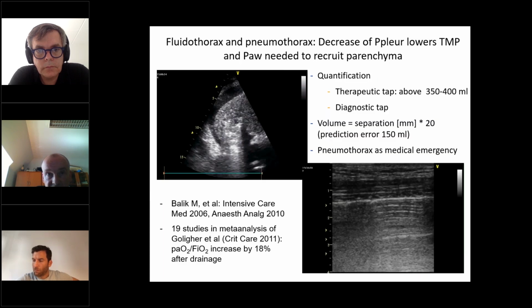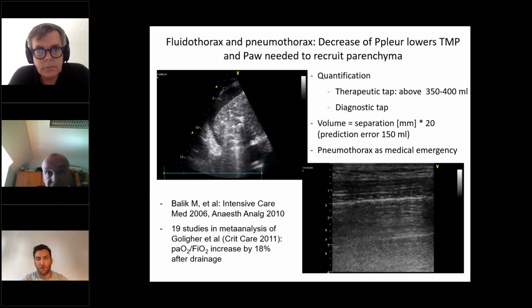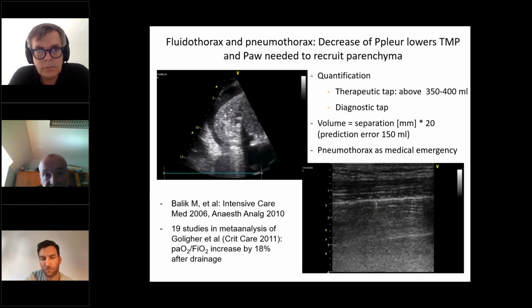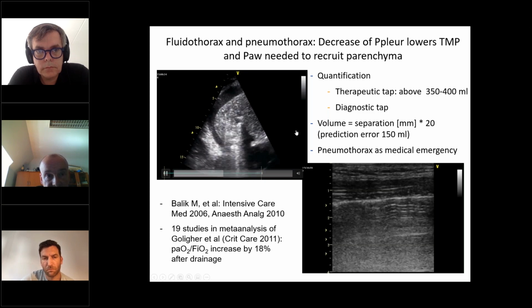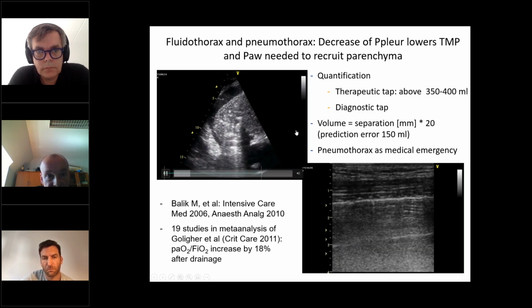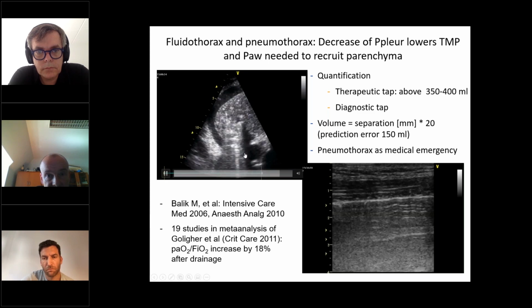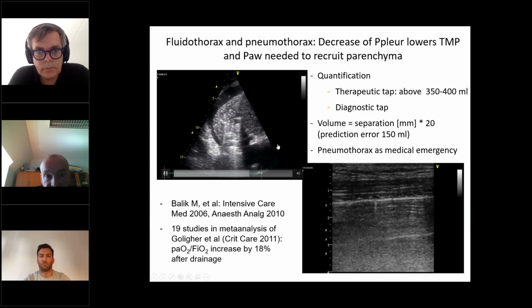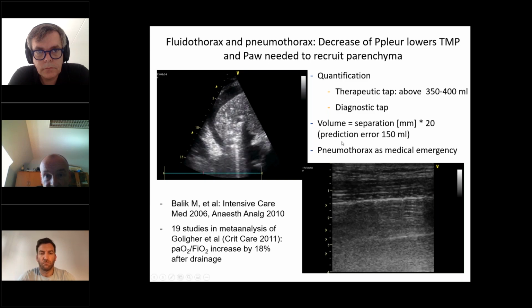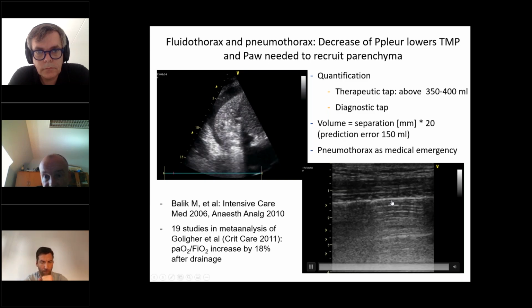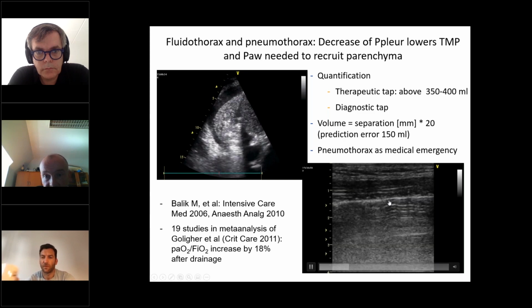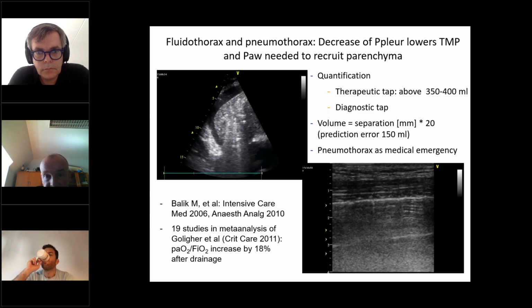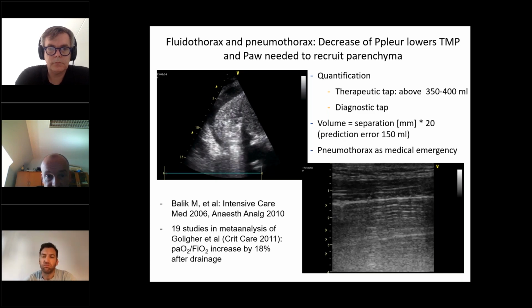Fluidothorax and pneumothorax are, I think, these days a routine in intensive care. You can quantify the amount of pleural fluid by separation in the transverse plane, like here on ECMO with the consolidated lung. You can exclude a pneumothorax. This is an example of a lung point, which has 100% specificity for pneumothorax, and this is an emergency in any patient on mechanical ventilation.